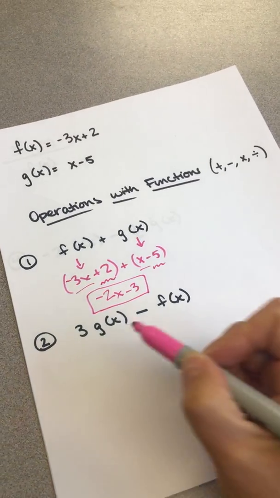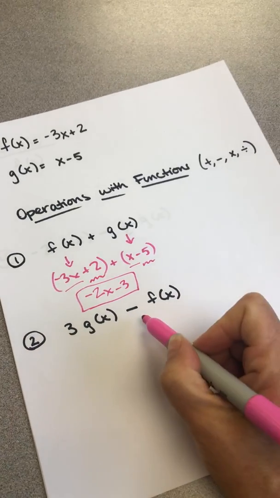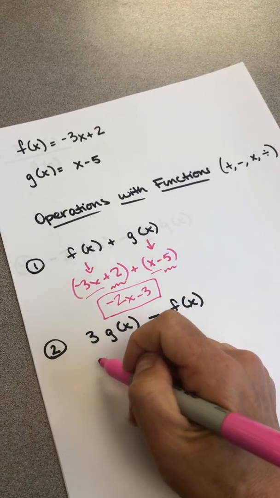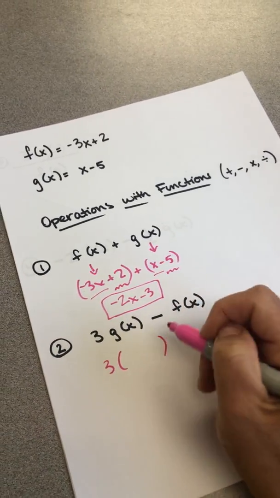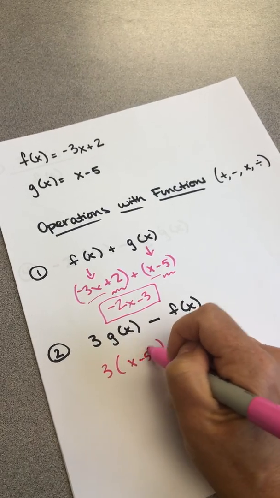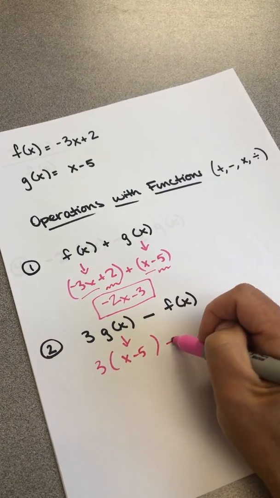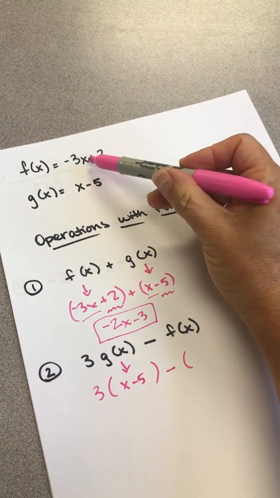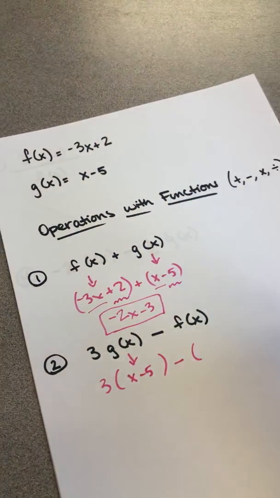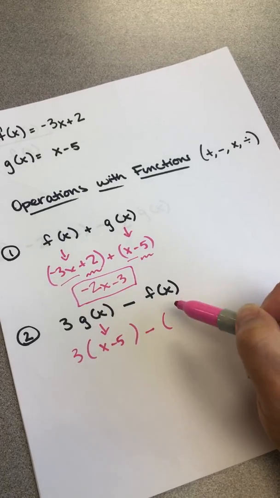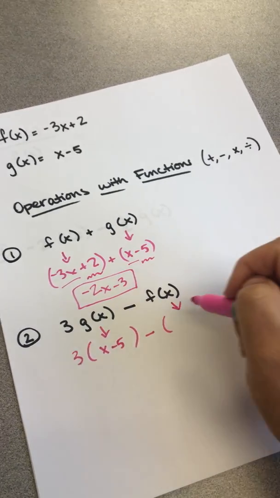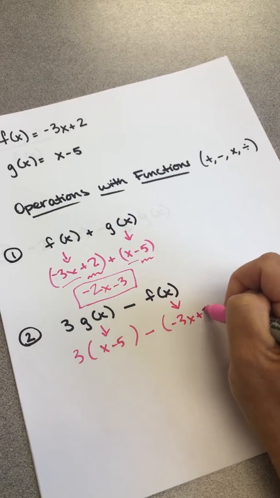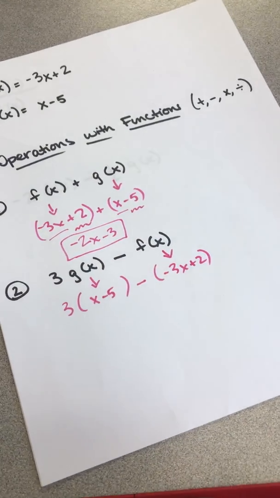Now this next one is 3 times g of x minus f of x. So we have 3 times x minus 5, so that's your g of x function, minus, keep in mind, each of these functions has more than one term in it, so please be mindful to keep it in parentheses when you're doing this. So minus, our f of x is negative 3x plus 2. Now we just simplify from here.